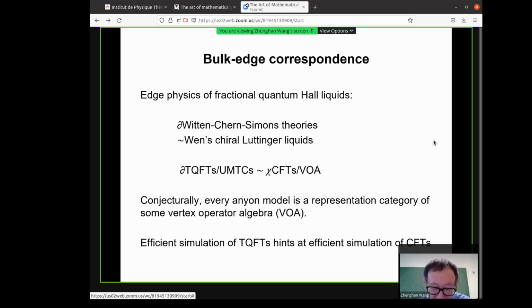So in a sense, to simulate conformal field theories is more or less the same as to simulate this bulk-edge correspondence. If this bulk-edge correspondence is efficient, then in principle you can believe you can efficiently simulate conformal field theories by transporting whatever you know about topological quantum field theories from the bulk to the boundary. So this is some evidence.